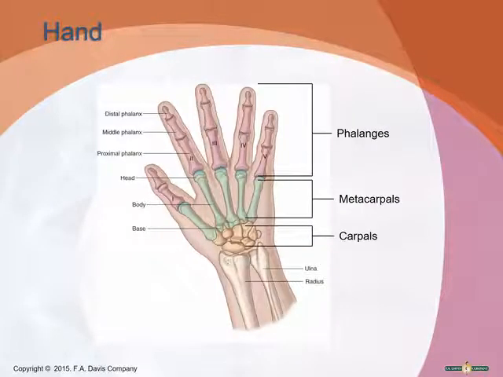The hand. There are 8 carpal bones, 2 rows of 4 bones that form the wrist right here.